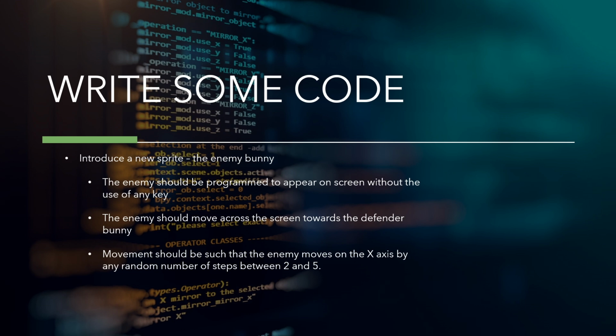between 2 and 5. Movement on the y-axis should also be random, but we need to make sure that the enemy does not move beyond the bounds of the height of our window. We will also make sure that the enemy stays within the width of our window. And in addition, we will time the appearance of the enemy on screen.